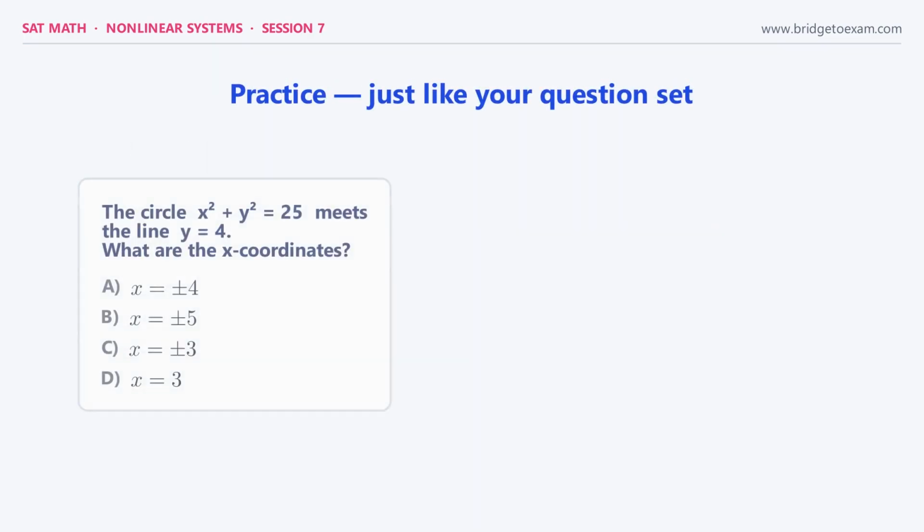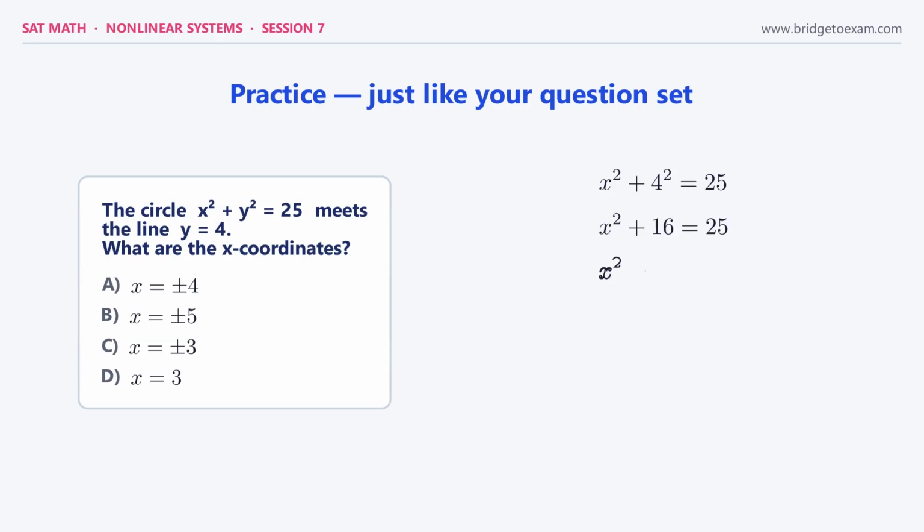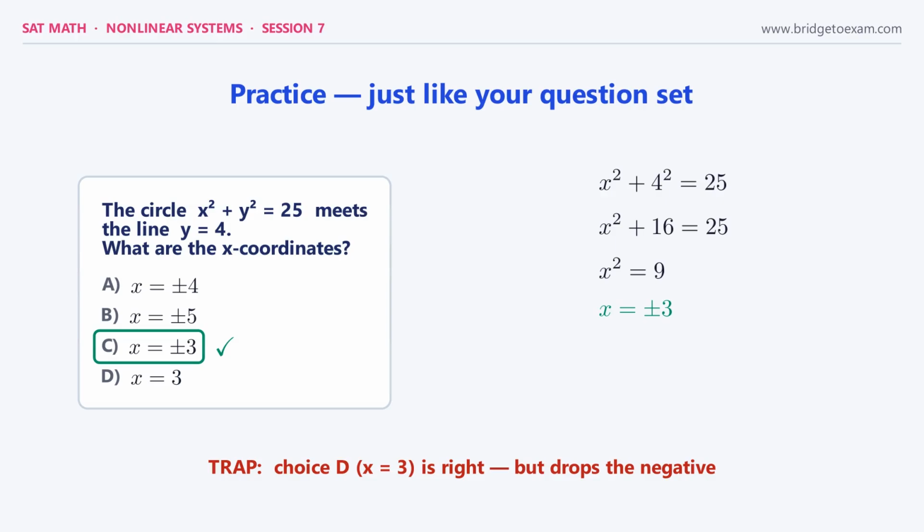Let's do one from your practice set. The circle x squared plus y squared equals 25 meets the line y equals 4. What are the x coordinates? Substitute y equals 4. x squared plus 4 squared equals 25. So x squared plus 16 equals 25, which gives x squared equals 9. Therefore, x equals plus or minus 3. The answer is C. Now look at the wrong answers, because they're each a specific mistake.